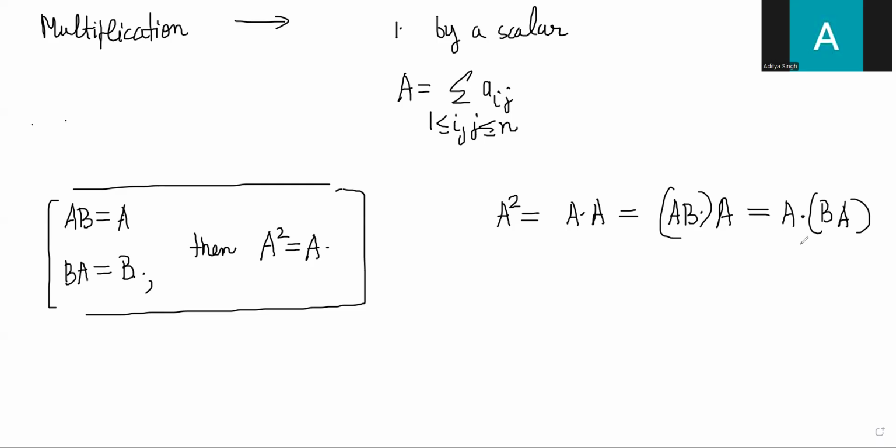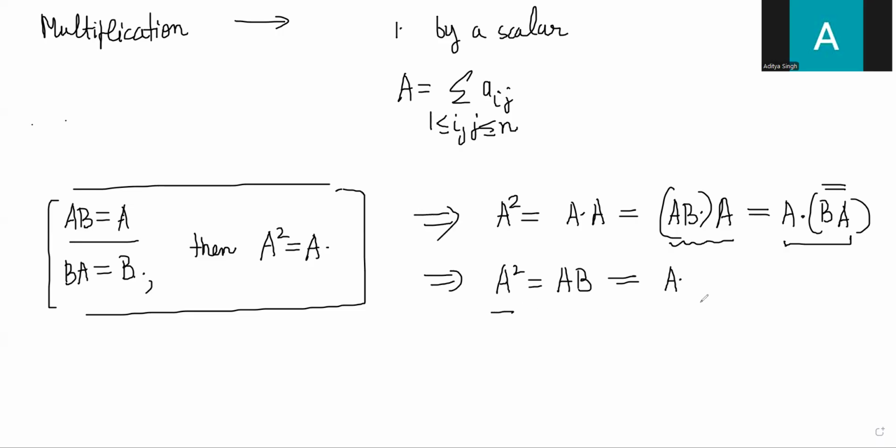Yes, sir. Because multiplication is associative, we can group it like this also, right? So from here we get A square is equal to AB because BA is the same as B. Right? Yes, sir. And AB is what? A. It is proved, A square is equal to A. Yes, sir. So that's the proof. The point is, you start off from here, you use the given relation and you use the associativity property.